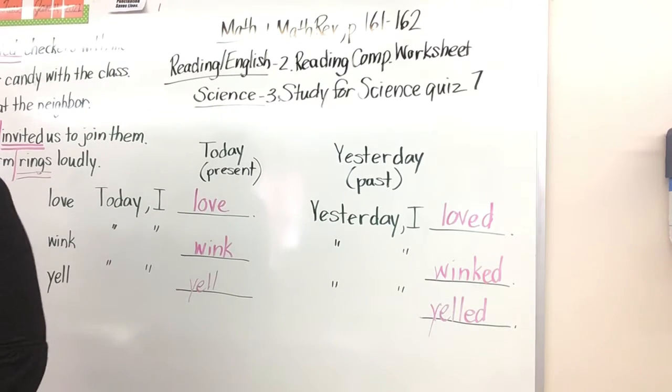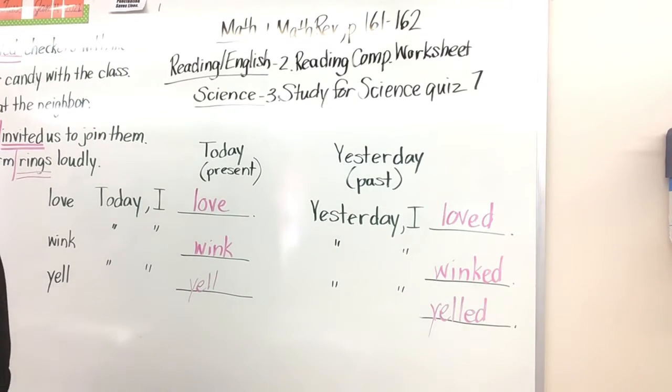So if you look at your paper, let's look at the blue section at the top of your paper and let's read what it says. Verbs that tell about something that will happen are called future tense. The word will usually comes before a future tense verb. Verbs that tell us about something that happens now are called present tense. Verbs that tell us about something that already happened are called past tense.